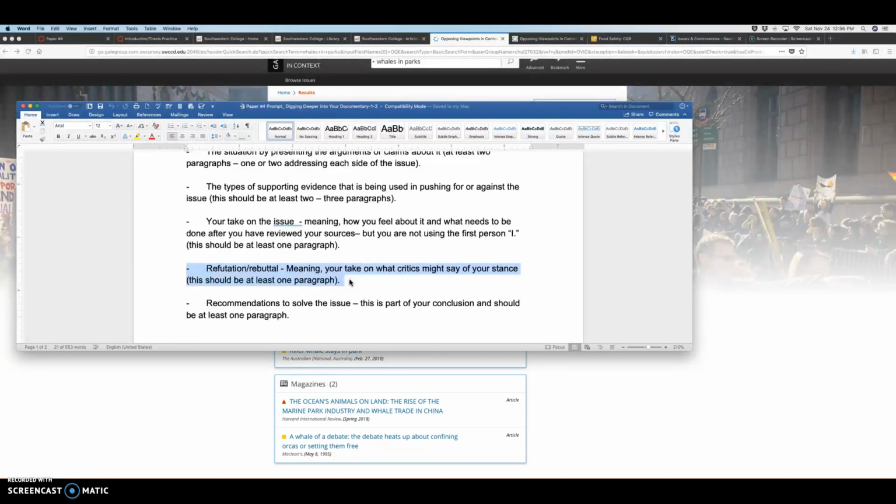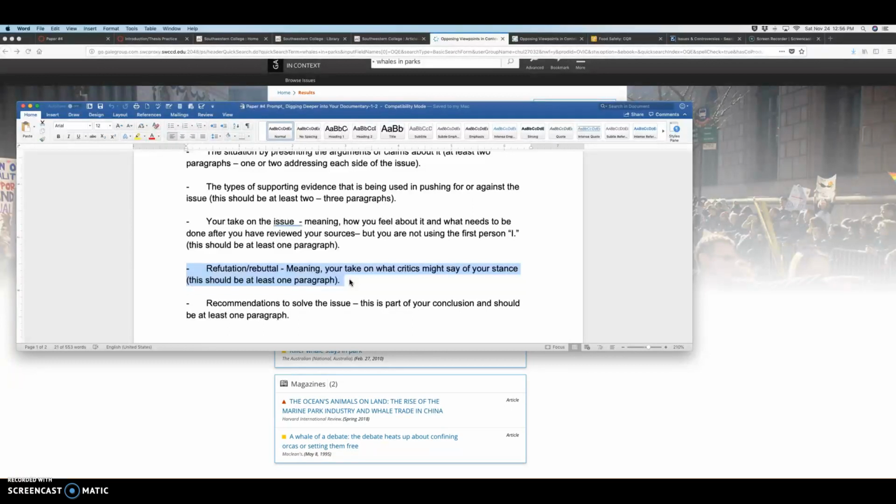For example, in this article, so-and-so says that. In this video, so-and-so says that. But in reality, the truth is this. So you take into consideration what the opposing viewpoint might be on your stance, and you weaken it. You weaken any opposition to your argument. At least a paragraph, maybe a couple paragraphs. And just remember, with academic writing, it's one idea per paragraph. Okay, so keep that in mind.